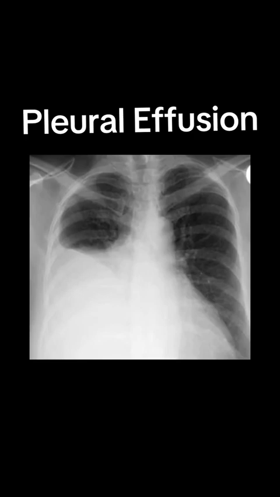Pleural effusion carries a major significance in Step 2 CK, so let's go over its high yield facts. Pleural effusion is defined as an accumulation of fluid between the visceral and parietal pleura, that is known as the pleural space. Now there are two kinds of pleural effusions. Firstly, it could be transudative and it could be exudative.